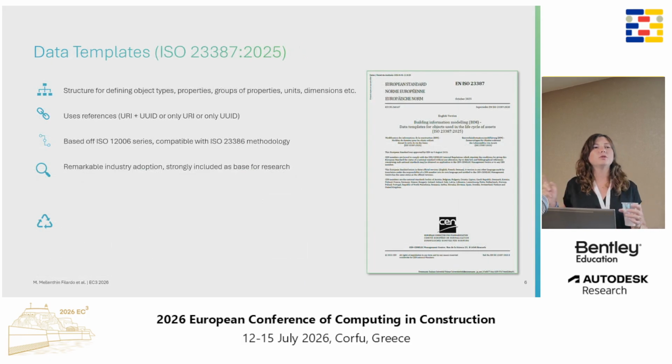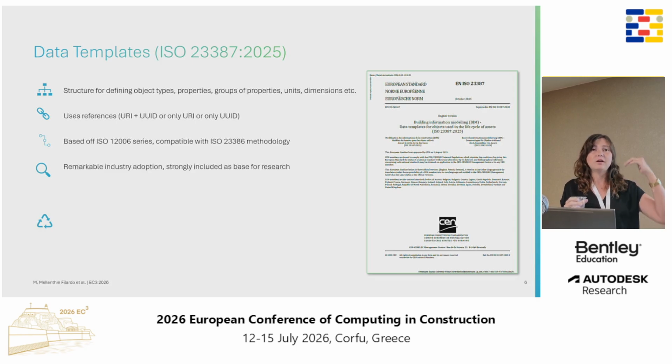In this harmonization, we noticed the data templates, previously known as product data templates. They were published last year. They also have a data schema, and we use a lot of elements from that because they align quite well with the intended use of the level of information need. Among other elements, they define object types, properties, groups of properties, dimensions, units, all things that we need when we describe information requirements.